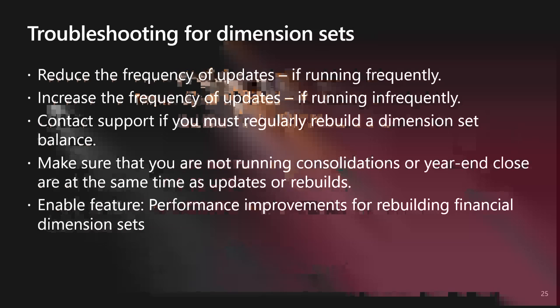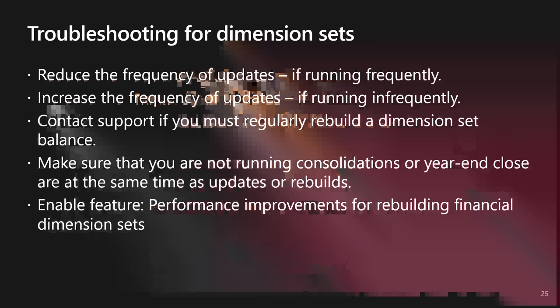Do not schedule batch jobs to rebuild balances while those processes are running on any company, because they will conflict with each other. Enable the feature to improve the performance of a balance rebuild. This works by rebuilding a specific date range instead of everything in the GL. For example, for consolidation, if you're only consolidating 1 month, rebuilding the balances for that month will be much easier than rebuilding the entire general ledger data.